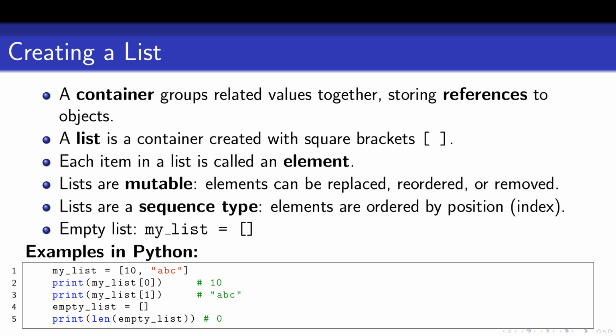On the slide, examples show creating lists with numbers and strings, printing elements, and creating an empty list. Lists are one of the most common tools in Python because they allow you to reduce the number of variables in your code and keep related data together in one container.